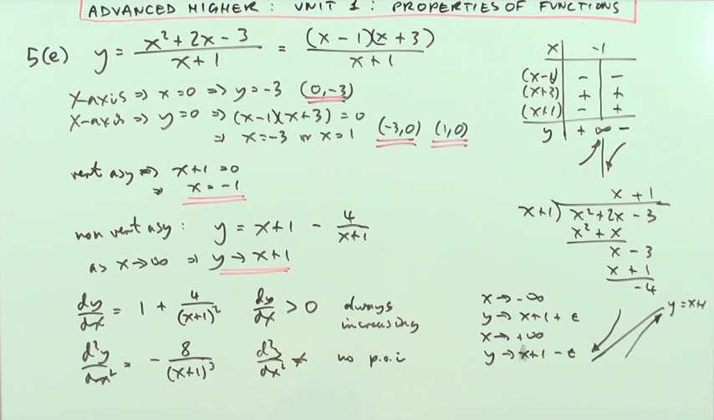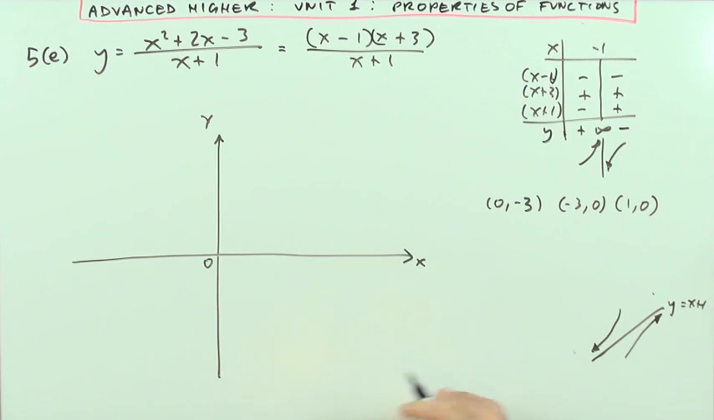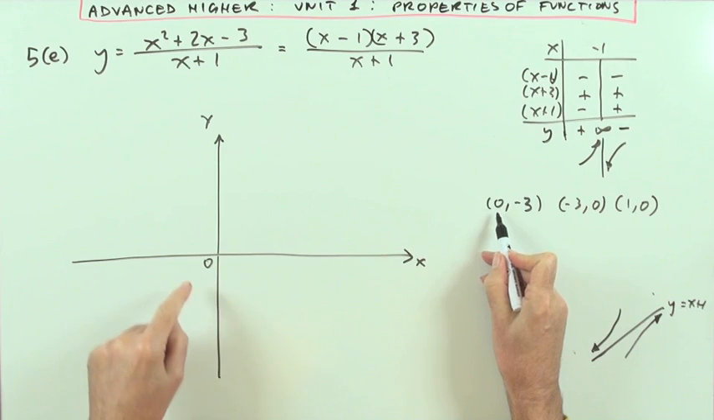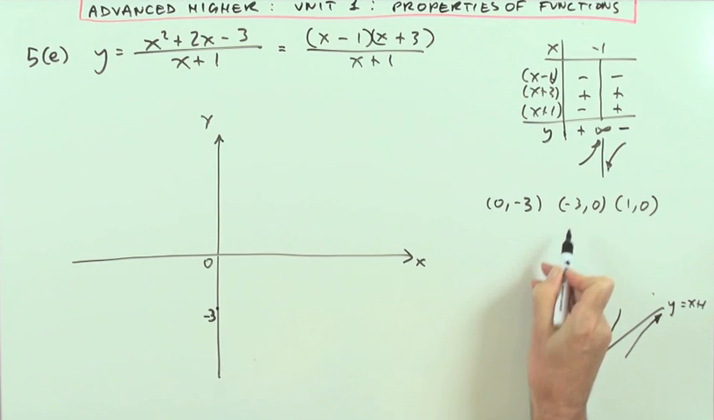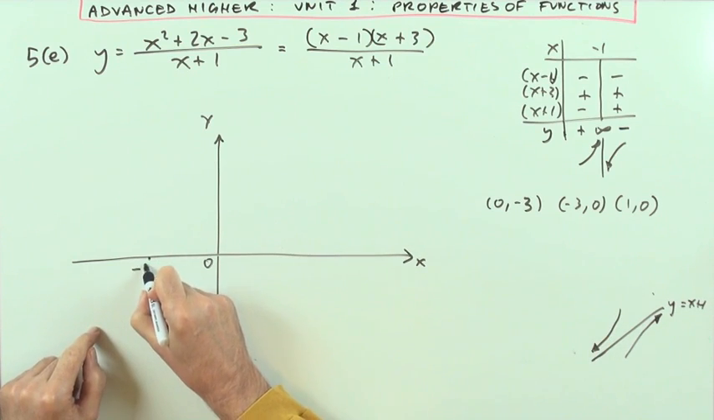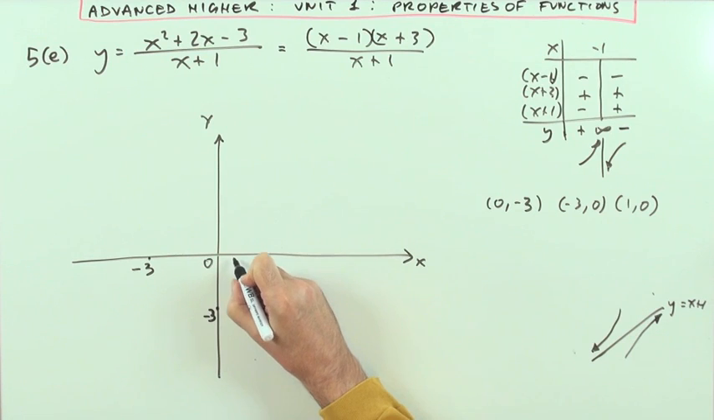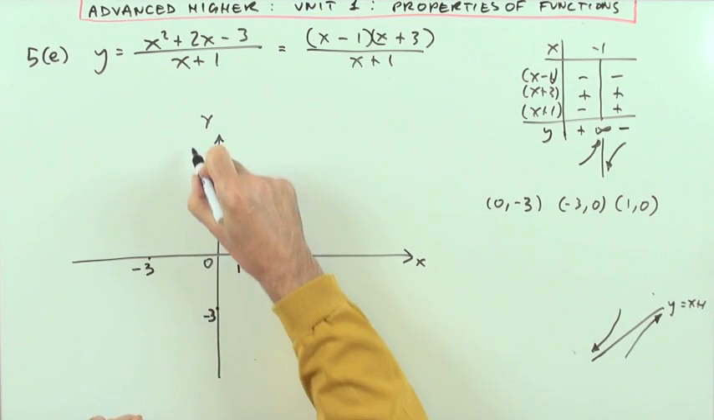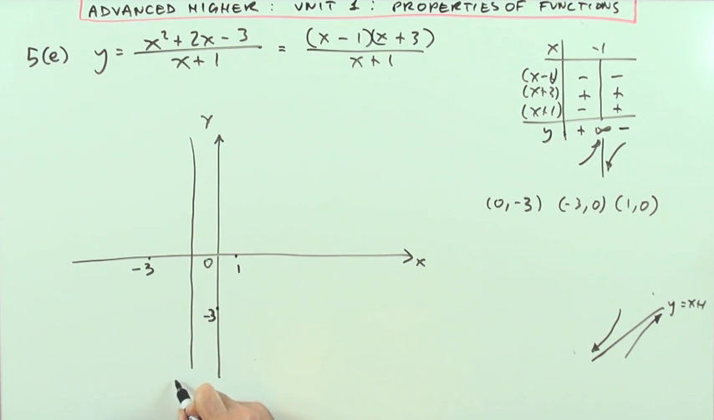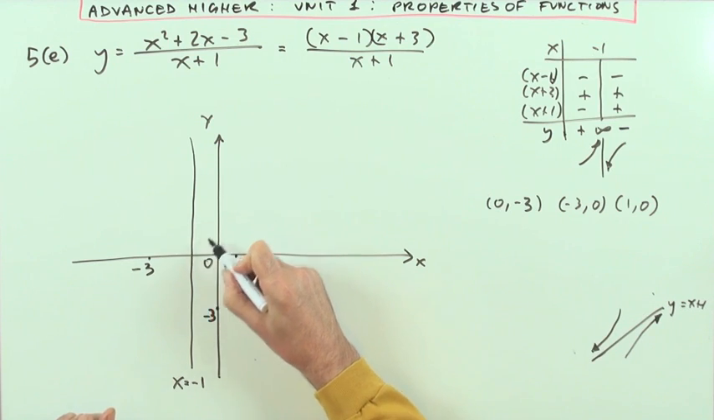Right, let's put that together. So, here's my axis. What have I got? It cuts the y-axis at negative 3. Let's put that about there. It cuts the x-axis at negative 3. It cuts the other part of the x-axis at 1. It's got a vertical asymptote at negative 1. I should maybe really put that in dotted. And it's got a non-vertical asymptote of y equals x plus 1. Well, that means I'll go through there as well.